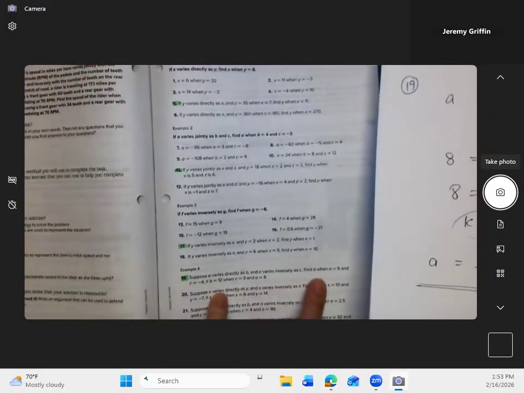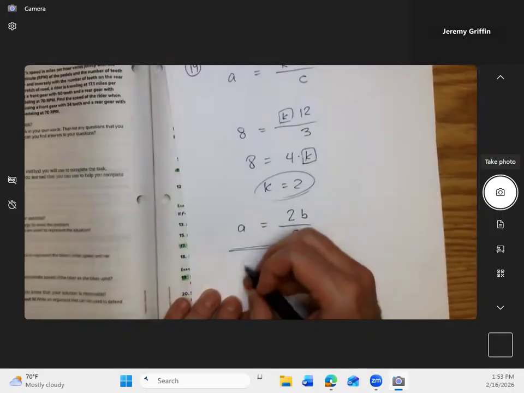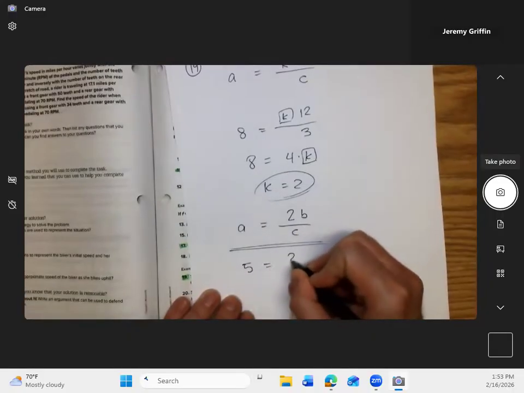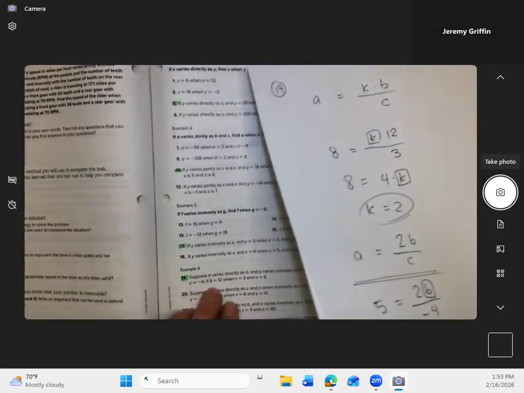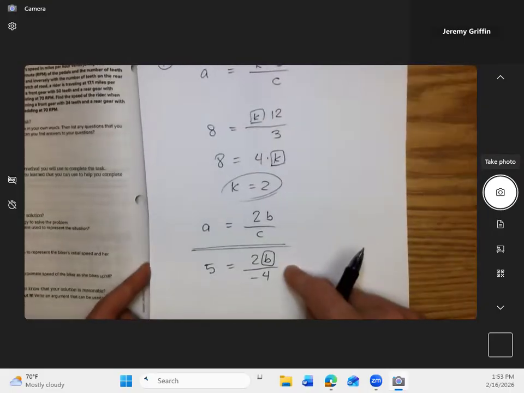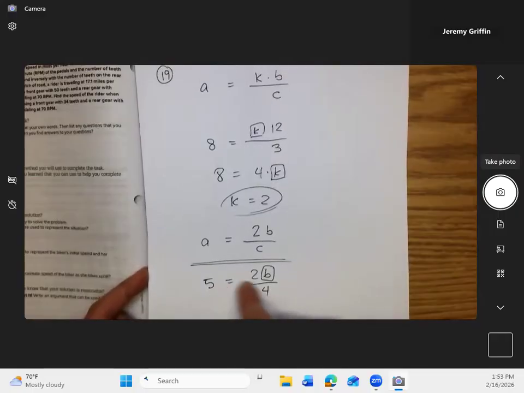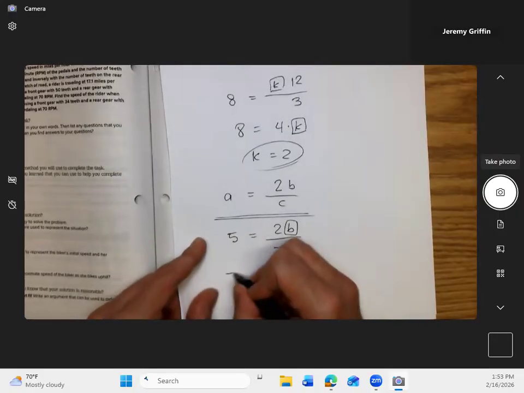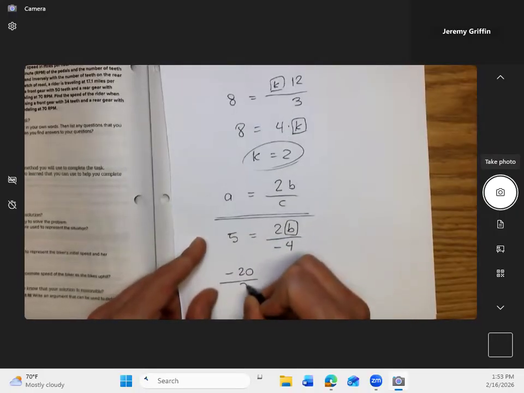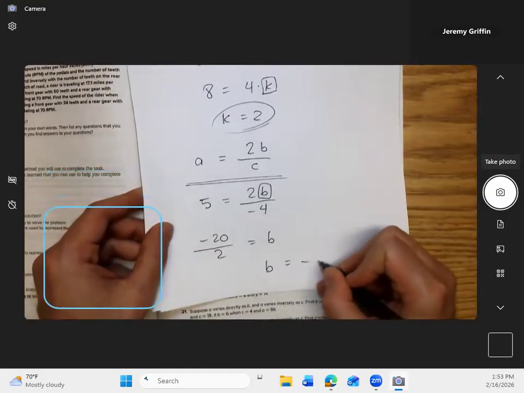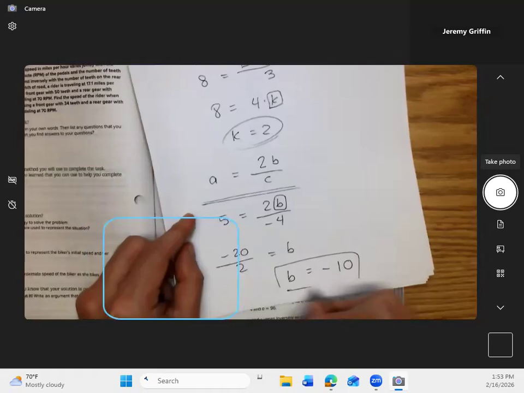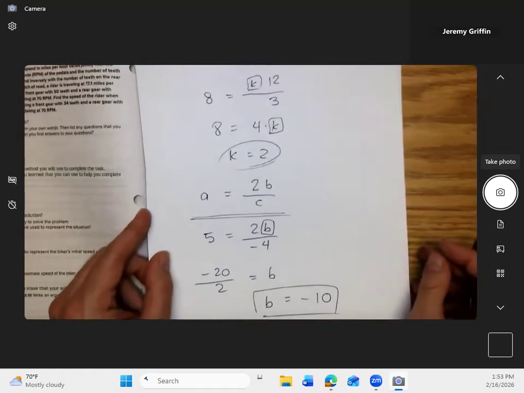Find B when A is 5 and C is -4. A is 5, C is -4. Is that right? Yeah. And we're solving for that B right there. So cross multiply the -4. That's -20. Divide down the 2. That'll leave you with B. So I think that reduces to -10. That's it. Whole thing.